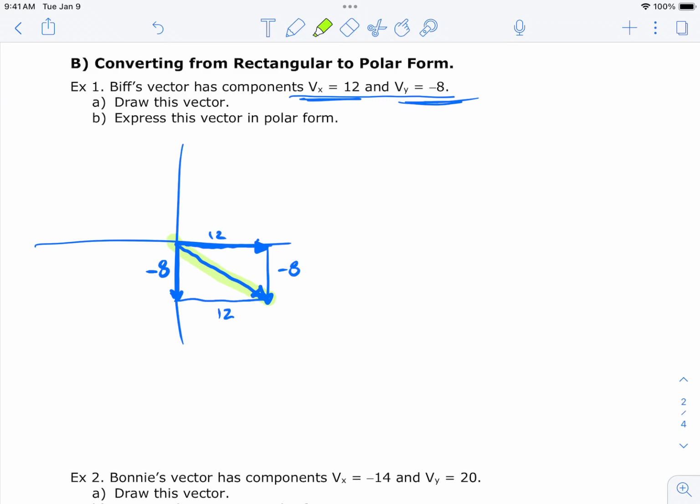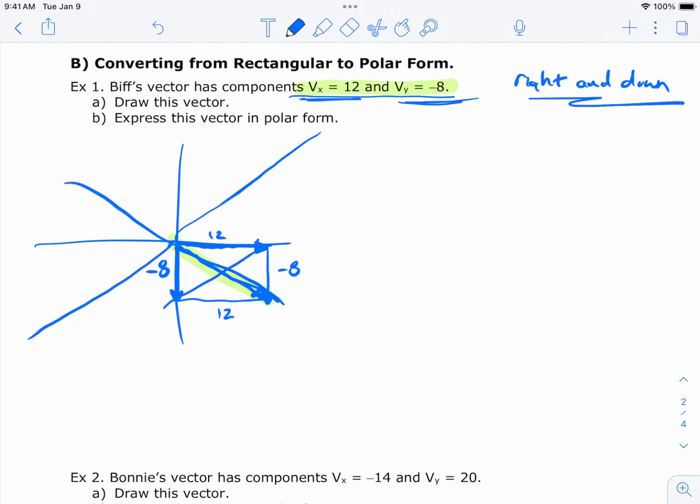You can kind of check by going like this. X is positive, y is negative. Well, that means if x is positive, you go right, and if y is negative, you go down. So we're going right and down. This one goes right and down, not this one. So that's how you can check that you're drawing the right vector here.